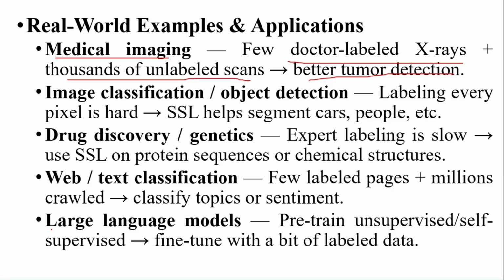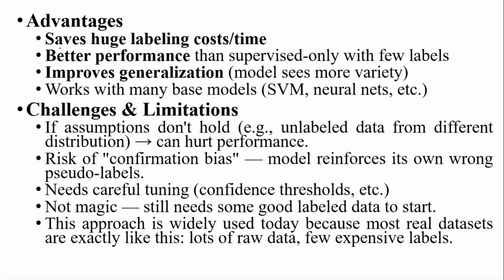We also have large language models. They are pre-trained with unsupervised and self-supervised learning, and then fine-tuned with the help of a bit of labeled data. We have the advantages: it saves huge labeling cost and time, gives better performance than supervised-only with few labels, improves generalization, and works with many base models like SVMs and neural nets.